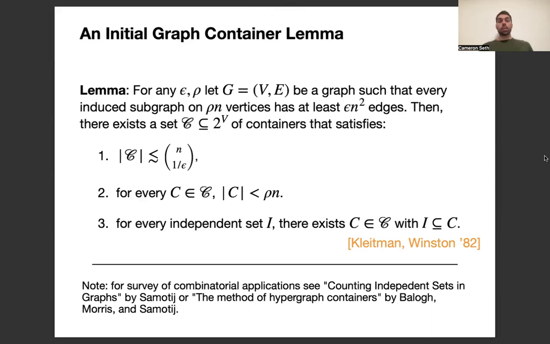So this type of container lemma has seen a number of applications in combinatorics, and the main reason is that this was generalized to the hypergraph container method, and it turns out that a lot of problems can be mapped into problems about independent sets in hypergraphs. And then you can use these hypergraph container lemmas to do lots of different things on the objects. So if you're interested in more of the applications, I'd recommend these two surveys. But for now, we're just going to focus on these basic graph container lemmas.